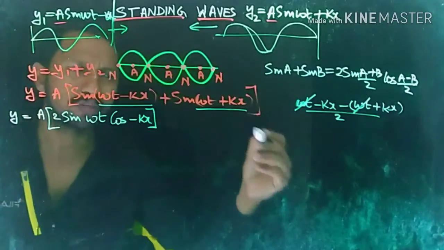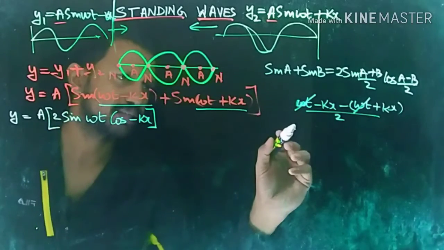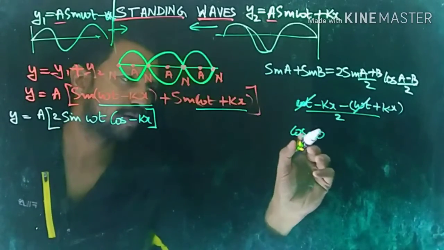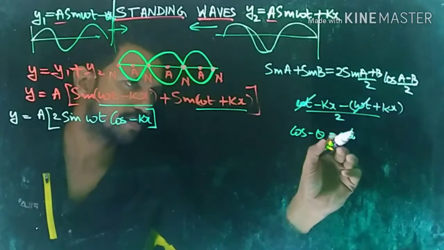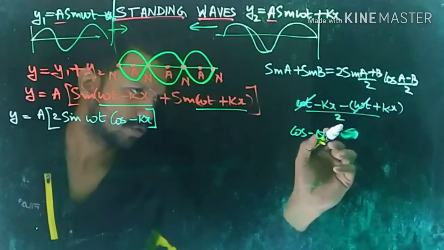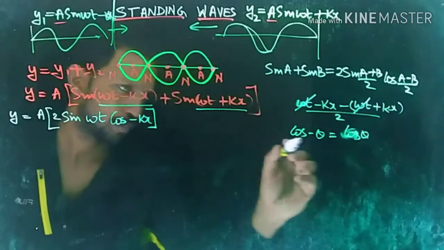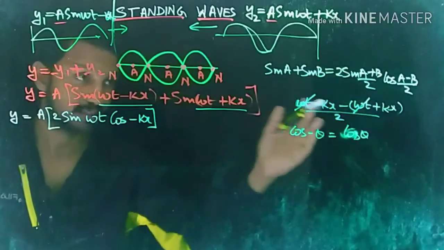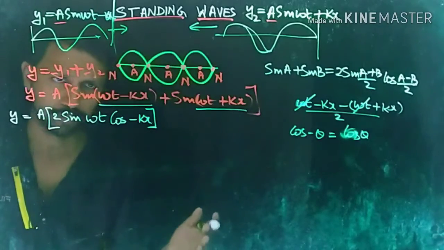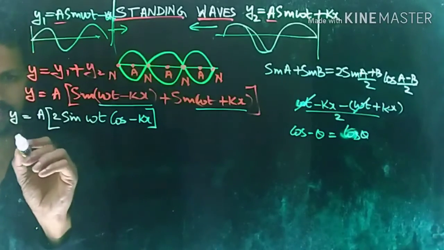Then we could use another trigonometric identity: cos of minus theta is cos theta itself. Sine of minus theta is minus sine theta. Cos of minus theta is cos theta itself. Therefore, I could rearrange this equation like this.